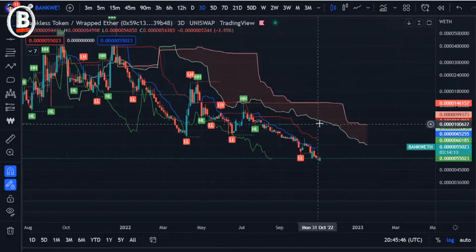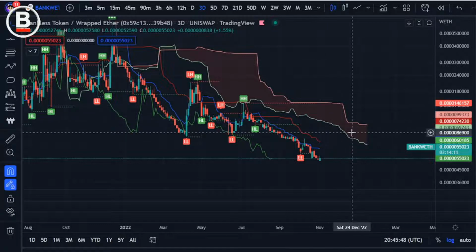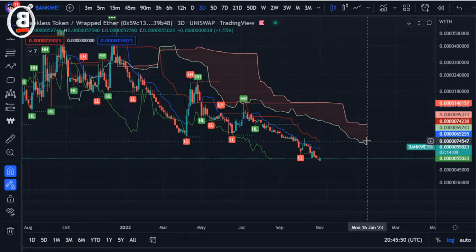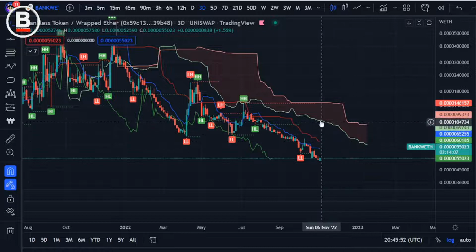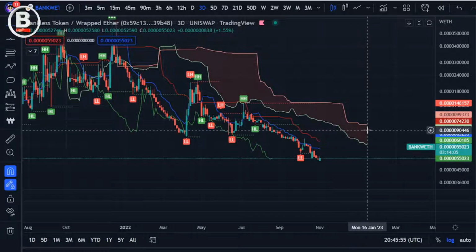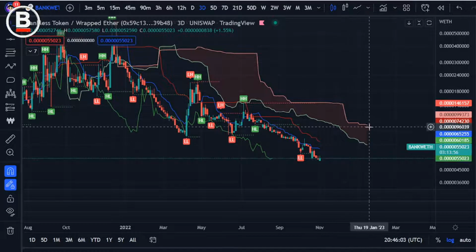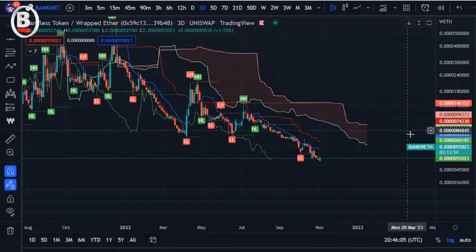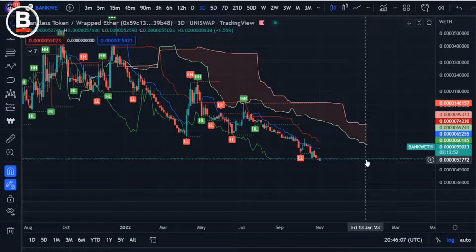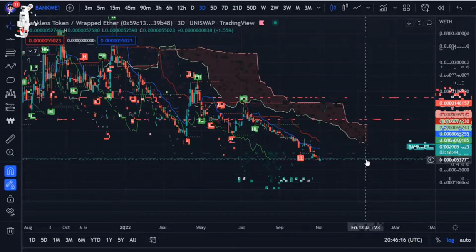You can notice that's why the cloud projects forward. It's saying we can expect to continue down through January, and even moving slightly up and sideways will continue to create the red cloud until we actually get a trend reversal and start creating a green cloud. Oh, I remember what I was going to say.